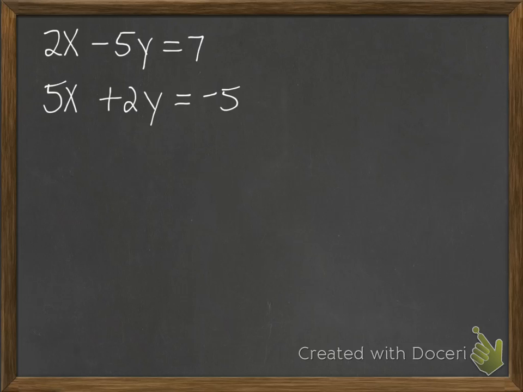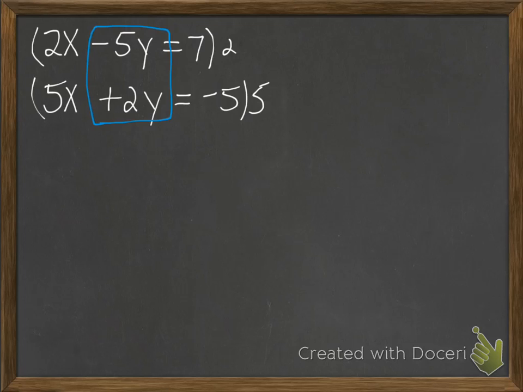Well, remember how elimination works. We need to choose a variable to eliminate. I'm going to elect here to eliminate the y's, although you could do it as well by eliminating the x's. So remember, to eliminate, I need to make those guys have opposite coefficients. We can accomplish that by multiplying the top equation by 2. That will give me negative 10y. Multiply the bottom equation by 5, that will give me positive 10y.